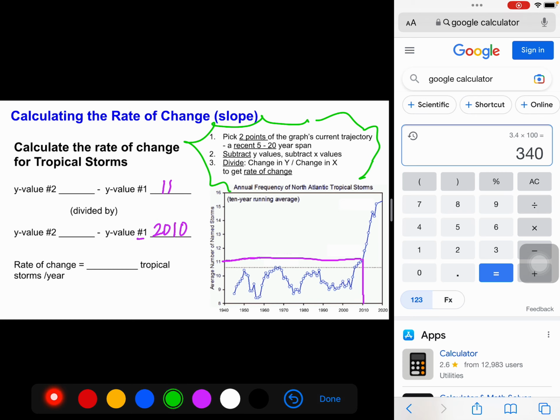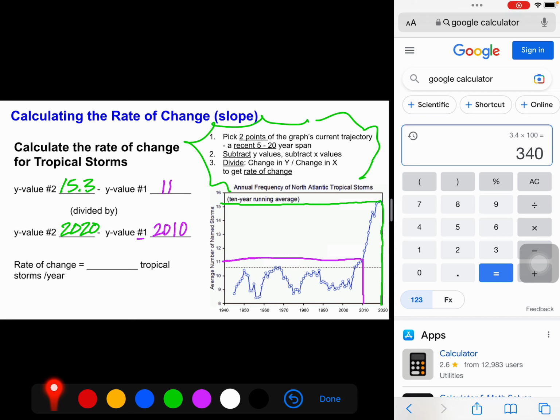I want to do the same thing here for 2020. I'm going to use this projection up here. My y value is 2020. And pulling over to this side, a little bit above 15. I'm going to go 15.3. So far my data says that in 2020, there was 15.3 tropical storms. In 2010, there was 11 tropical storms.